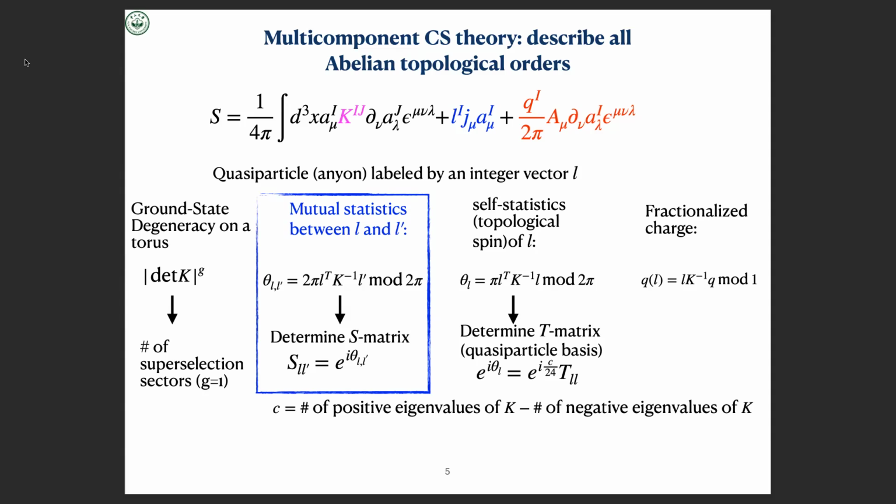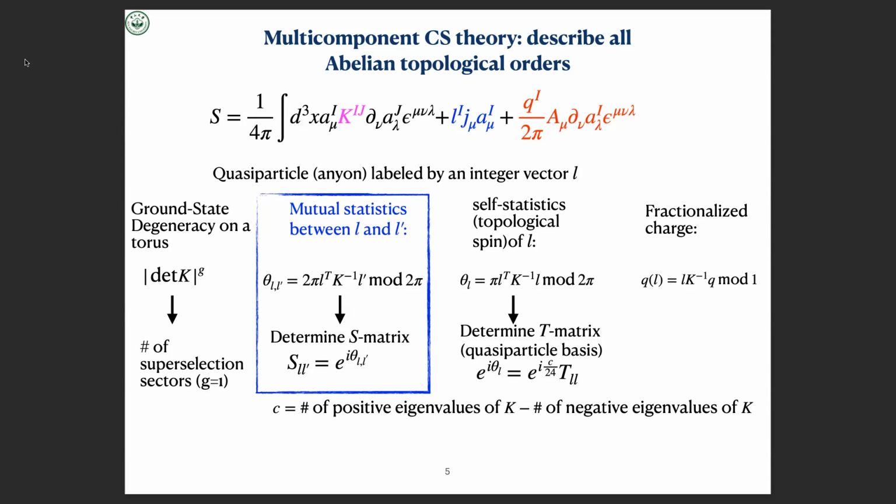We can use this formula to compute this topological spin. And in addition to this data, we can also compute the fractional charge, using this formula. The take-home message is that in principle we can use this data, K_ij, L, and Q, to compute almost all interesting topological data for all abelian topological order in 2+1D.